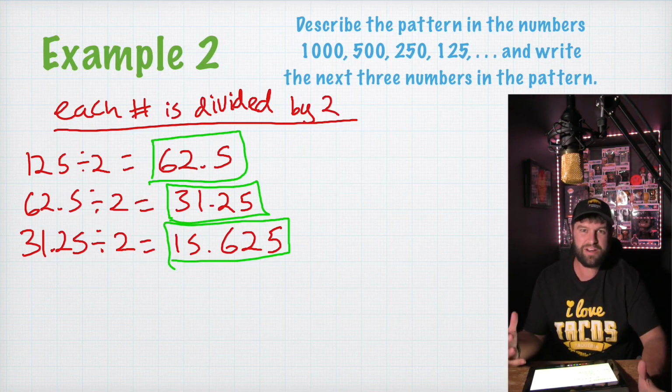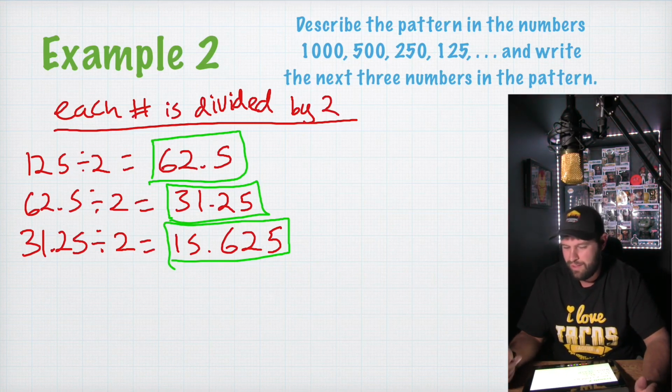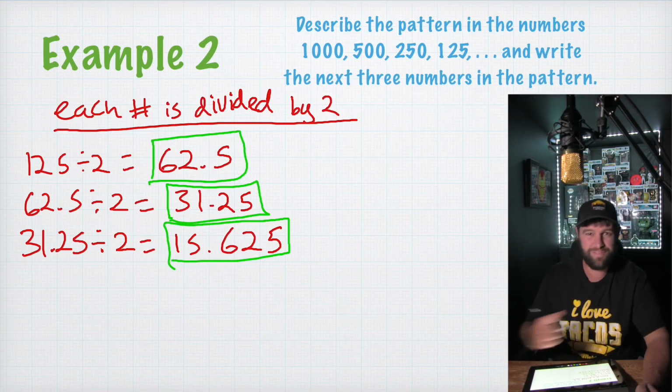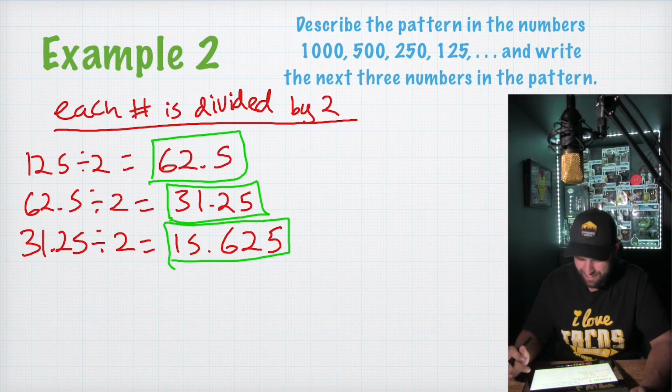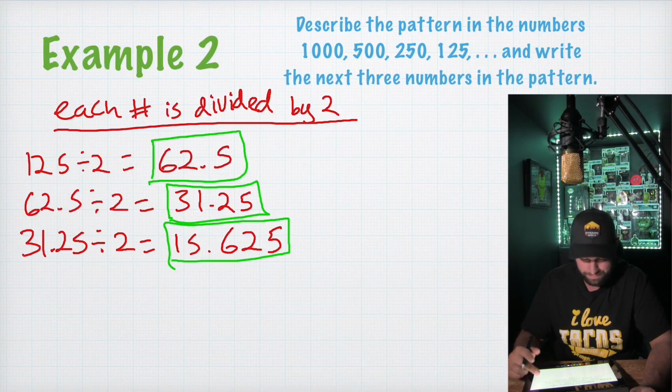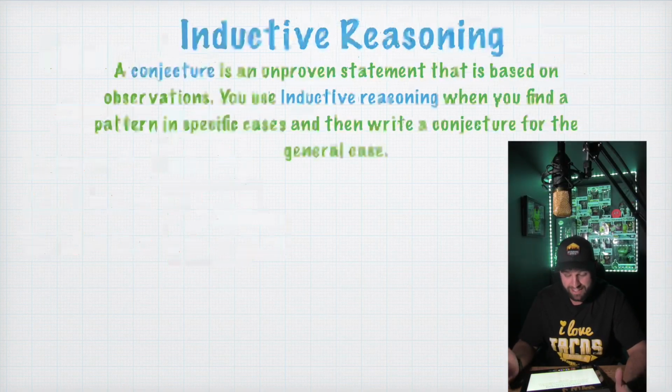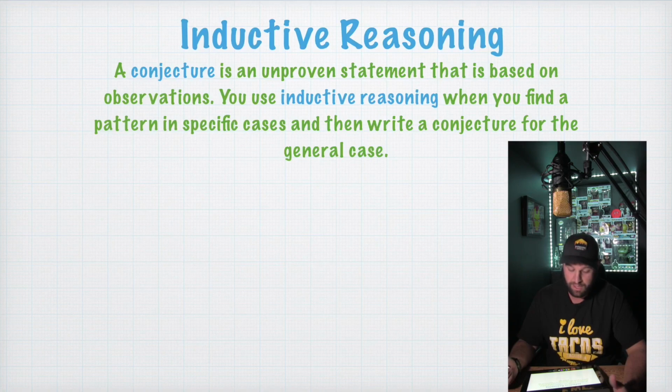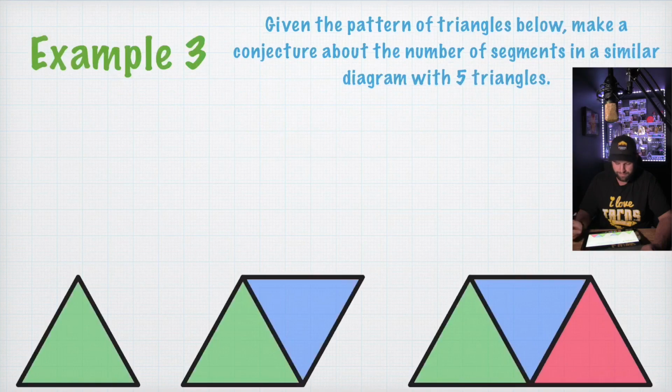Not bad, right? It's actually kind of fun just exploring. This is the type of mathematics where you get to feel like an explorer and try to figure things out on your own, just like the original mathematicians were doing. So, inductive reasoning. A conjecture is an unproven statement that is based on observations. You use inductive reasoning when you find a pattern in specific cases, and then write a conjecture for the general case. Okay? Let's keep going.